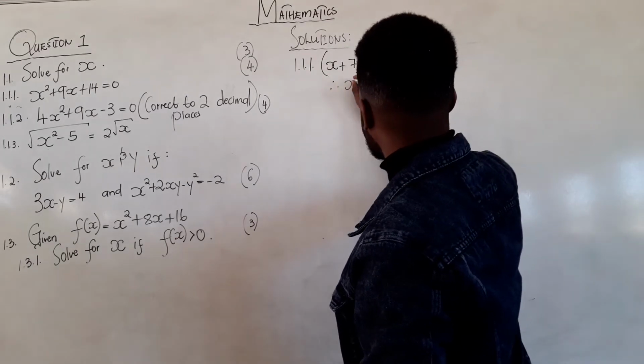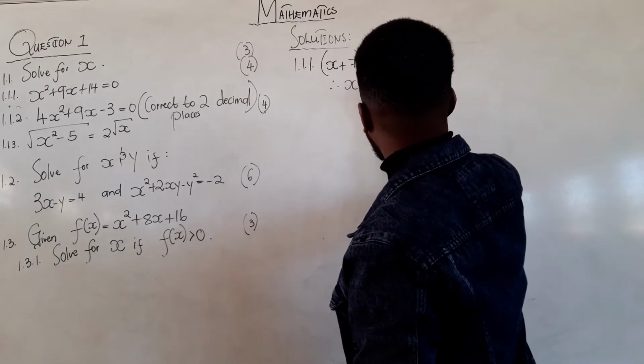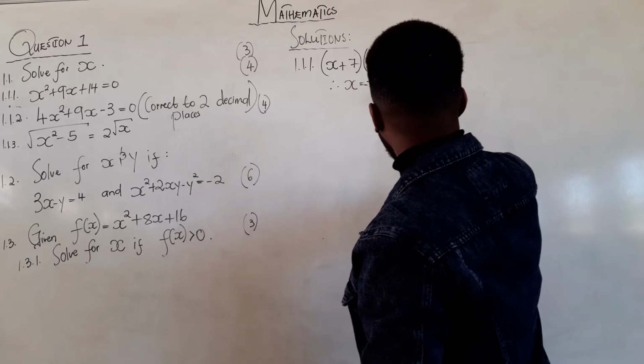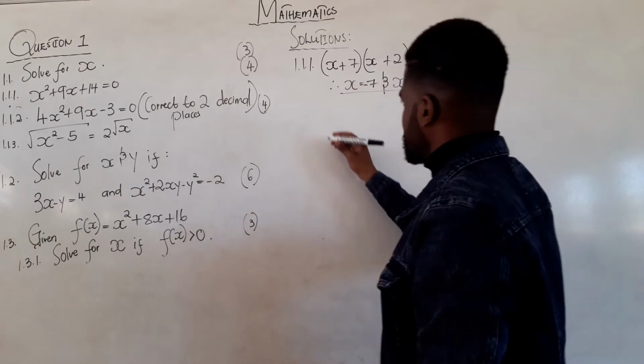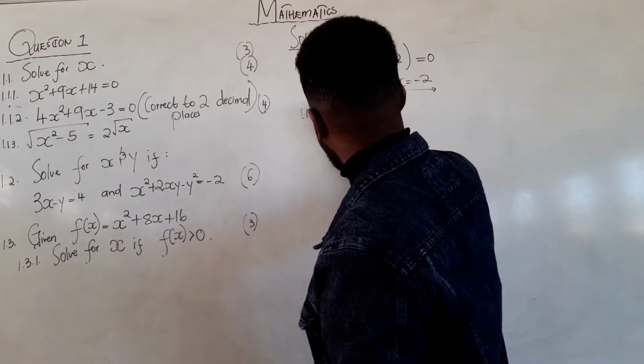Therefore, our x is equal to negative 7 and x is equal to negative 2. And then we are done. The second question.